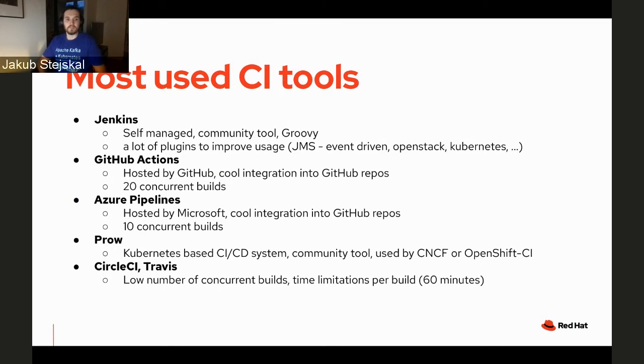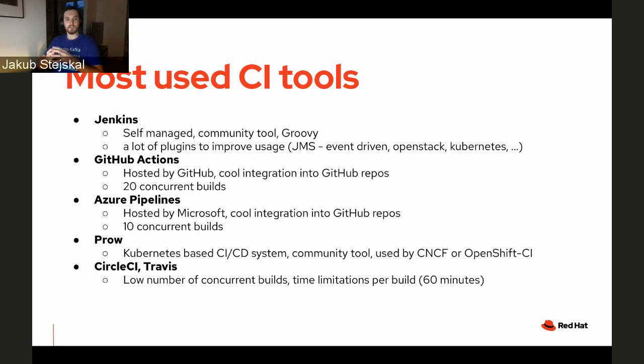Another CI tool which we use very often is GitHub Actions. GitHub Actions is a system hosted by GitHub, so you don't need to care about agents which will be provided for your pipelines. Everything is hosted by GitHub. GitHub Actions allows you to do cool integration into GitHub repositories, so it's very easy to create any workflow there and run pipelines for each of your PRs or just simple commits into the branches. David will show you during his demo.